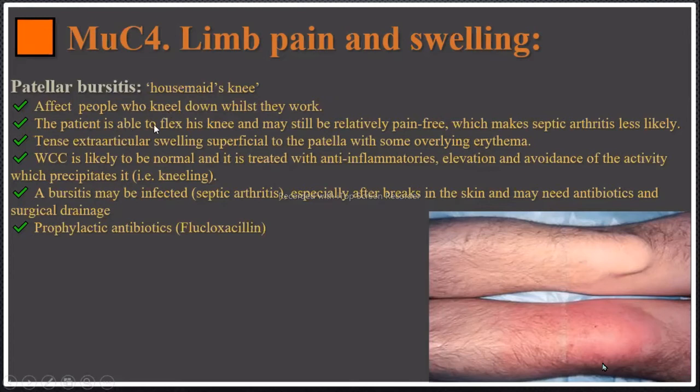The patient is able to flex his knee. So if they mention that in the scenario, the knee may still be relatively pain-free, which makes septic arthritis less likely. Tense extra-articular swelling, superficial to the patella, some overlying erythema. White cell count is likely to be normal. So if you find white cell count high, it's septic arthritis. Otherwise, it's bursitis. Treated with anti-inflammatory, elevation, avoidance of activities. So avoid kneeling.